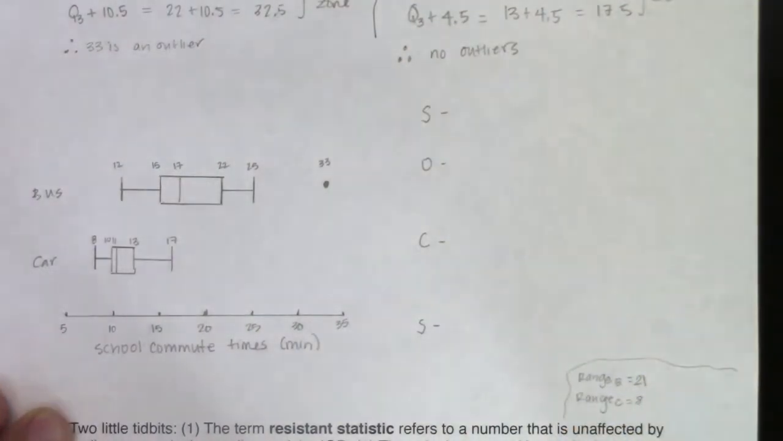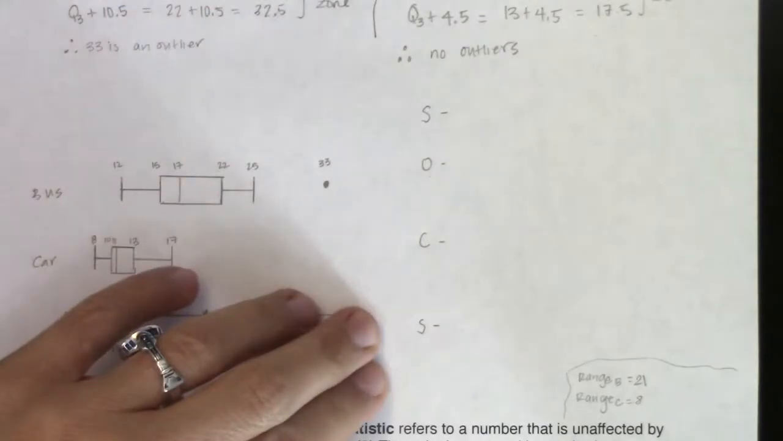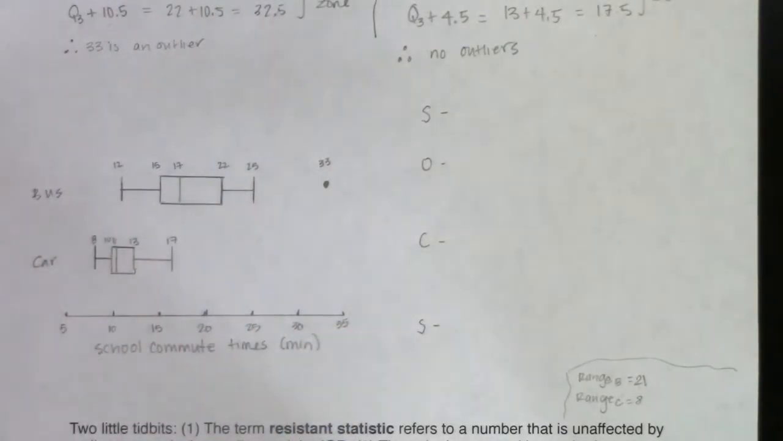So again, when it comes to writing up your sentences, if you have comparative graphs, whether that's a stem and leaf plot, a histogram, or box plots, use comparative language. So I don't want a sentence saying the range for the bus times was 21 minutes and the range for the car times was 8 minutes. I want you to compare these two. So you could say the range for the bus times is larger than the range for the car times, or you could say the range for the car times is smaller than the range for the bus times. So again, I want comparative language.